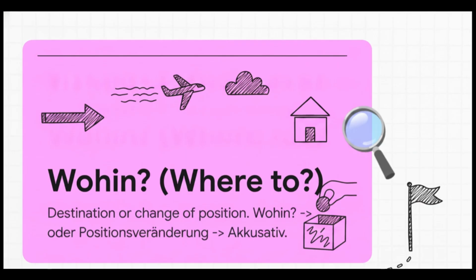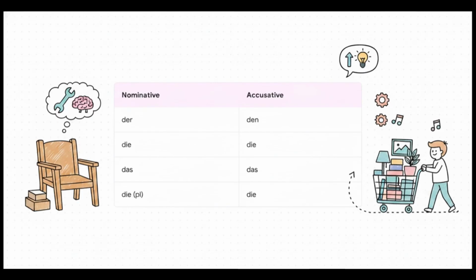Wohin equals accusative. Now, if you found those dative changes earlier a bit heavy, you are going to love this. The accusative case is incredibly friendly for language learners. Only the masculine der changes to den. All the other genders, the feminine die, the neuter das, and the plural die, they just keep their original dictionary form.